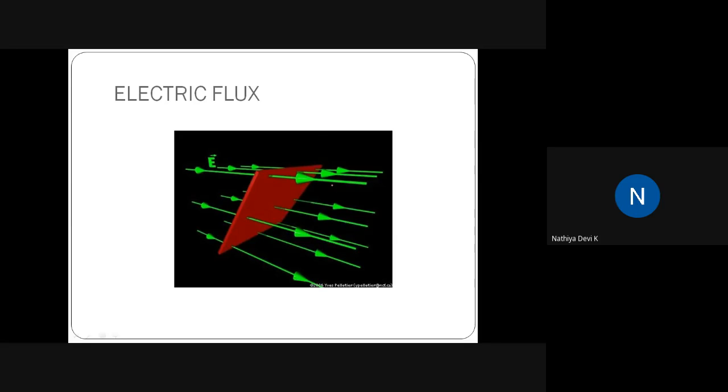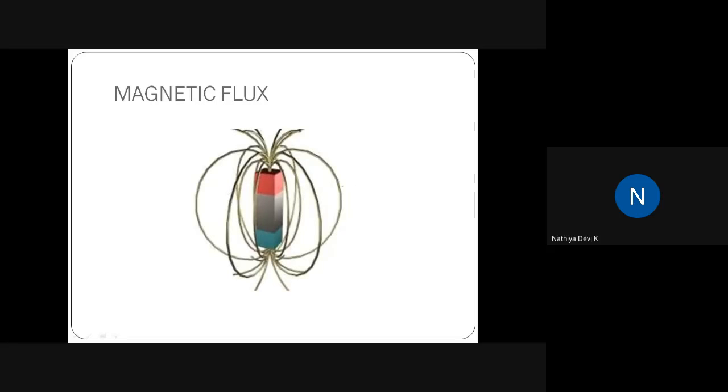Next, I told you about magnetic flux, right? The magnetic flux is available around the magnet. These lines are called magnetic flux, nothing but magnetic lines. Now you know what flux is. Flux may be due to electric lines or magnetic lines.